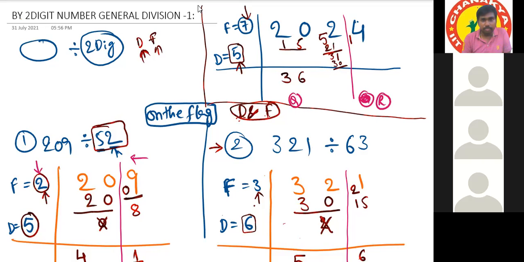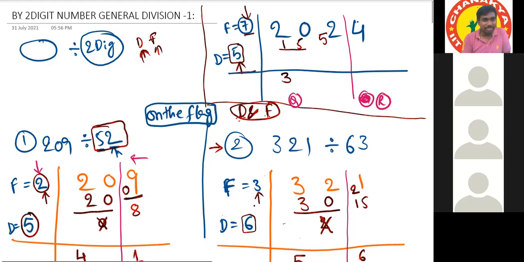But again, for the flag multiplication, 7 6s are 42. We cannot subtract 42 from 14. Again, we have to reduce that by 1. We cannot take 6 times. Instead of taking 6 times, take 5 times only.